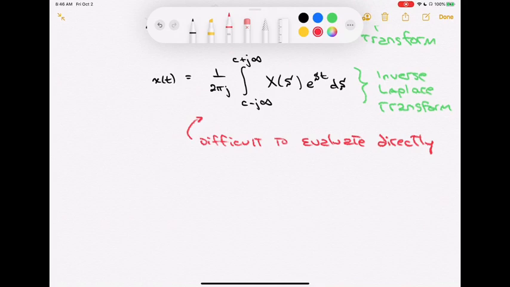It's usually a 400 level class or even a grad level class. We don't have that complex variable theory class in there. We really aren't equipped to carry this integration out directly. Why do I say that?